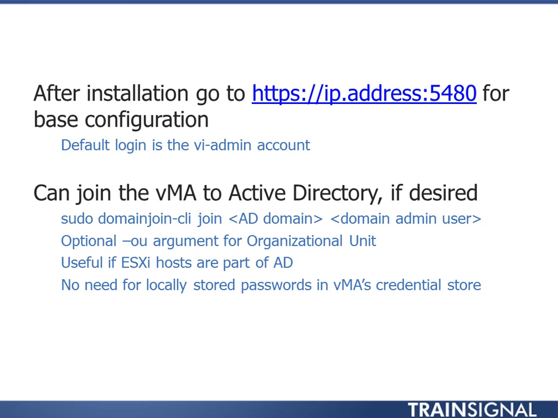And it'll ask you for password and all that. You can also do the -OU for organizational unit if you want to join it in a specific OU. Useful if your ESXi hosts are part of AD, and then there's no need for locally stored passwords in what we call the VMA's credential store. If you don't do this, it'll create two kinds of accounts on each vSphere host that it uses for communication. So this just lets it use AD.